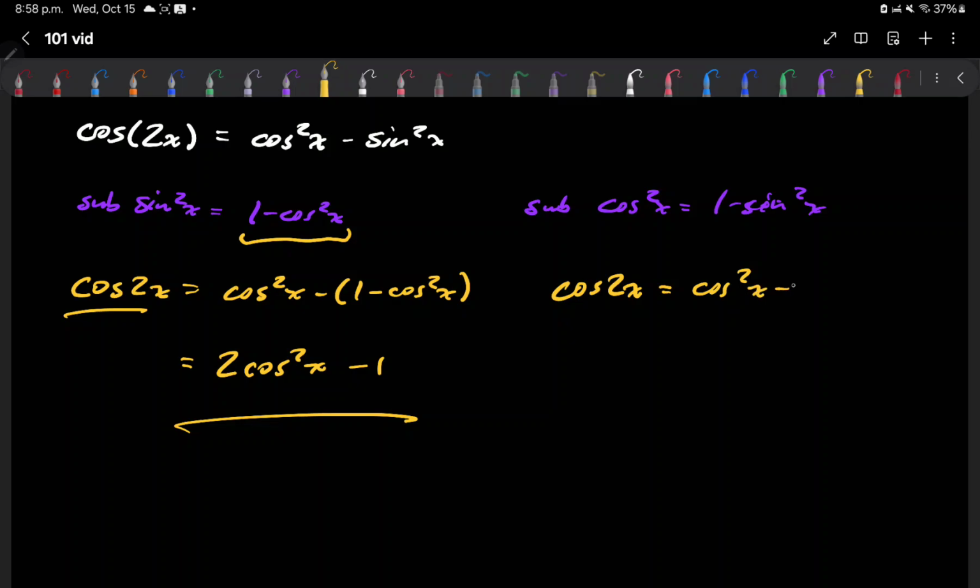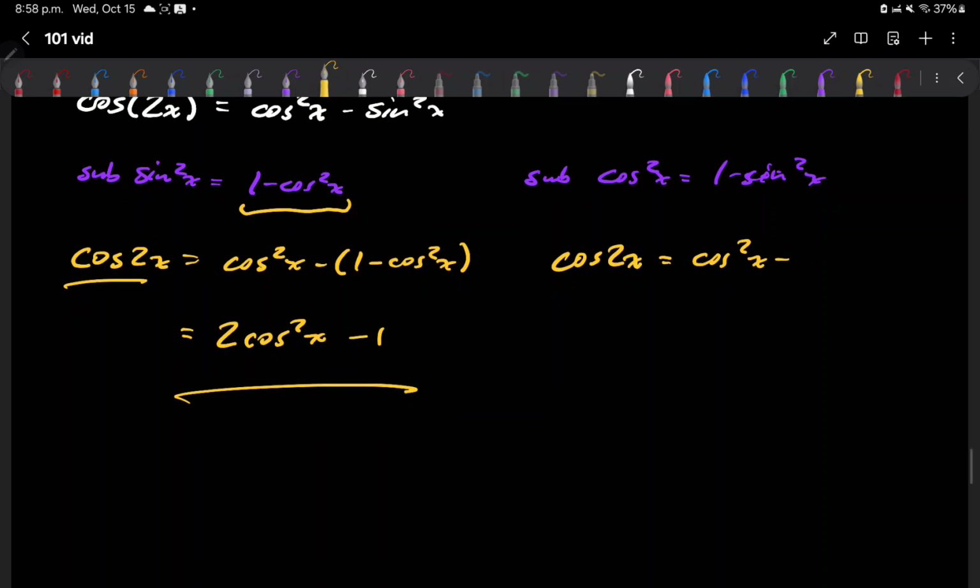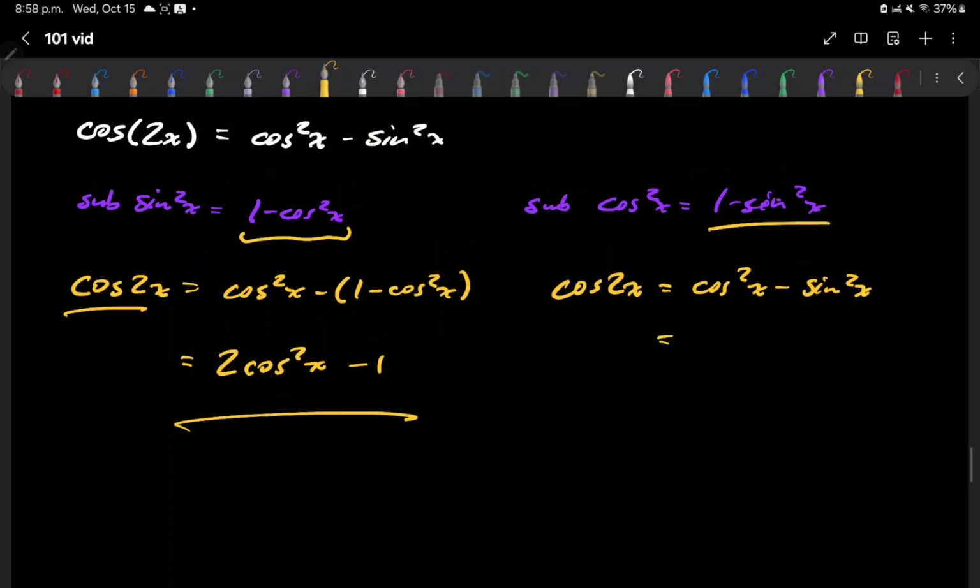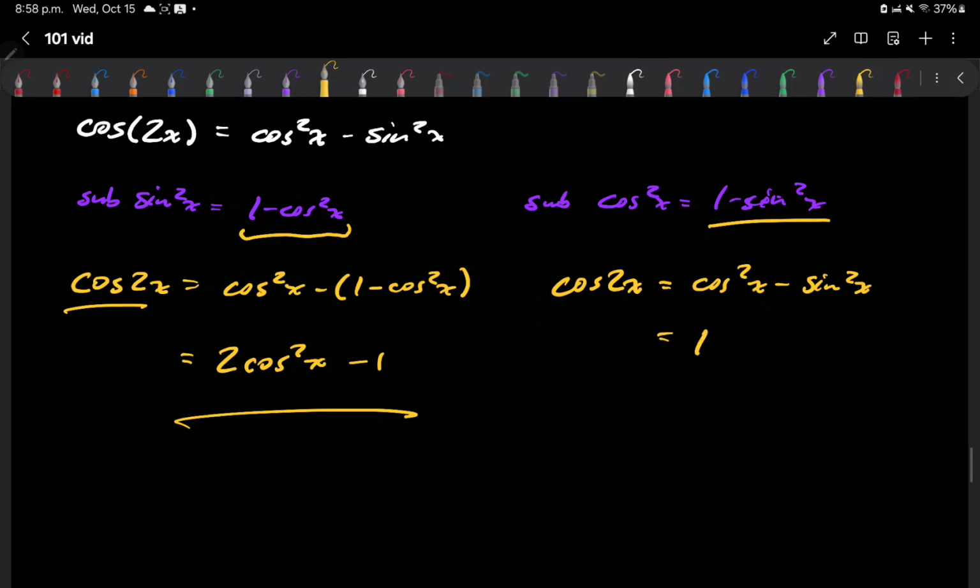For the other form of our cos double angle, we're going to start off with cos squared x minus sine squared x. We're going to sub in 1 minus sine squared every time we see a cos squared. So we have 1 minus sine squared x minus sine squared x. So now we have 2 minus sine squared x's, so we have 1 minus 2 sine squared x.